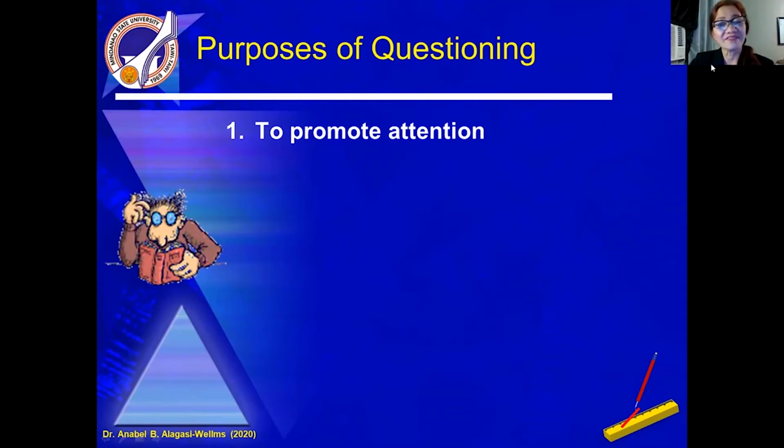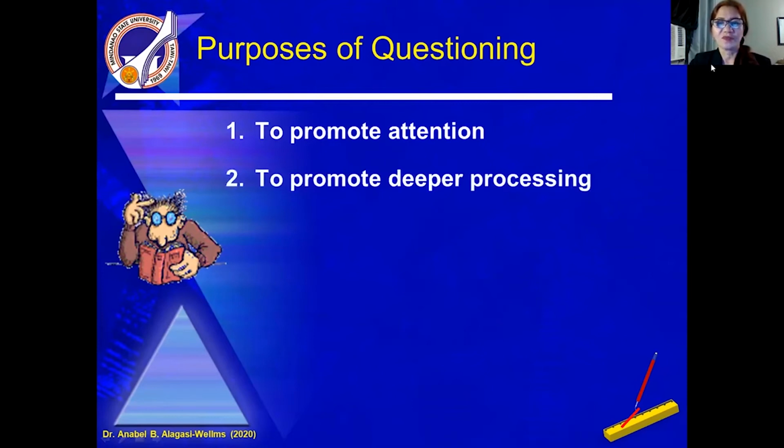We would like to activate their prior knowledge about the topic. You would like to keep them awake when they're sleepy, just to get their attention. We call their names and then we ask questions, just to promote attention, to promote deeper processing, to prompt them when their minds are already not within your lesson. So you have to ask questions to probe deeper.